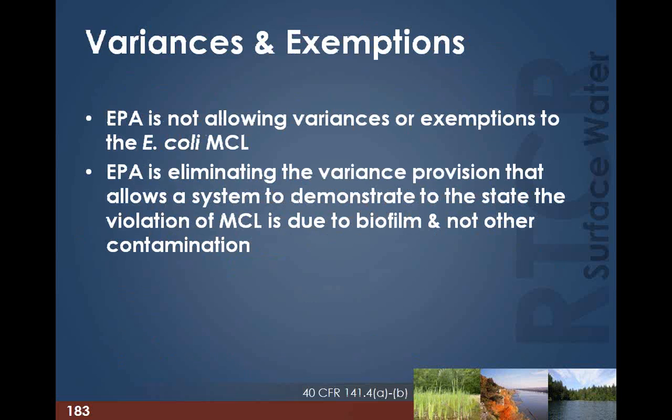On the variance and exemptions front, there are no variance and exemption provisions for the E. coli MCL because of the acute public health concerns associated with the presence of E. coli. In addition, EPA is eliminating the variance provision that allowed a system to demonstrate that a total coliform MCL was due to biofilm and not other contamination, because that total coliform MCL violation has been removed. We now have a series of provisions in the assessments and the associated corrective actions, which allow systems to demonstrate if there was a biofilm problem and to address that.